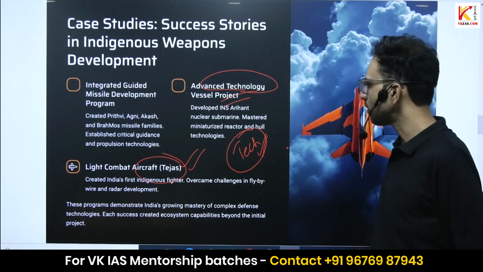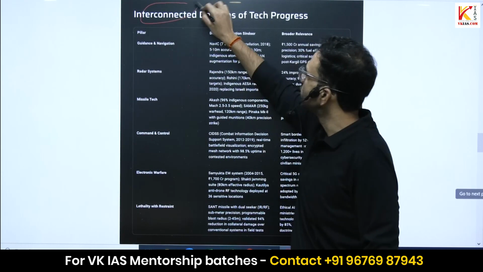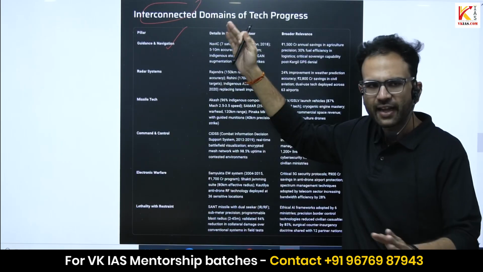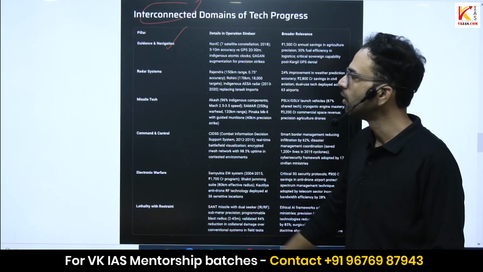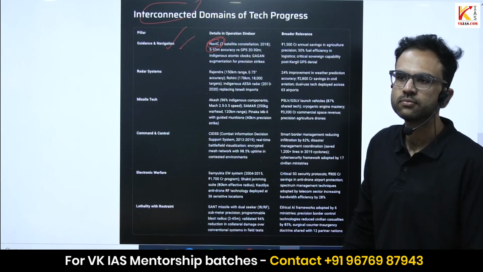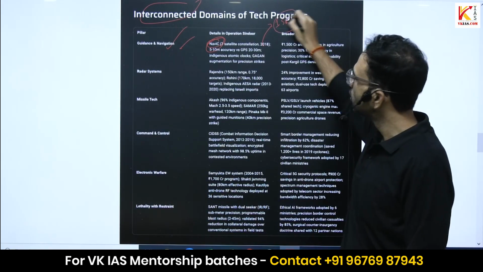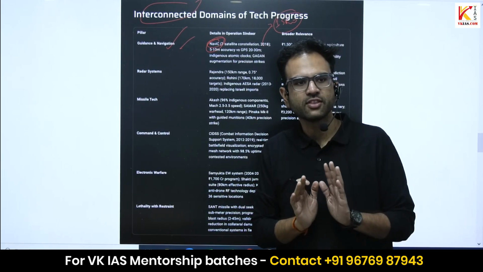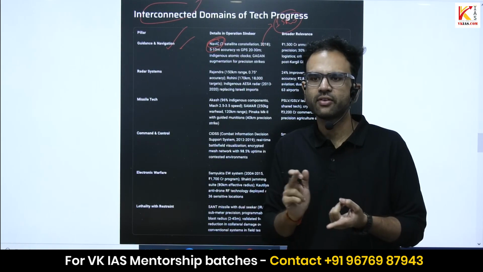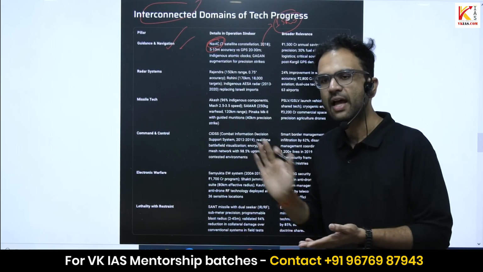These are examples that you can quote. Now, what are the interconnected domains? Firstly, you have to see guidance and navigation. Again, this is a success story. Guidance and navigation, we have something called NavIC. This is where ISRO came into the picture. Instead of depending on US GPS for our guided systems, we need both radars, lasers, and navigation systems.